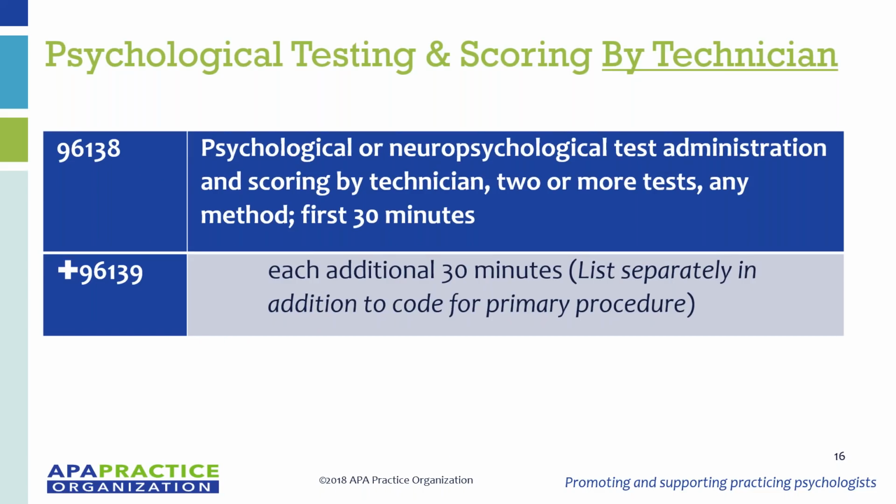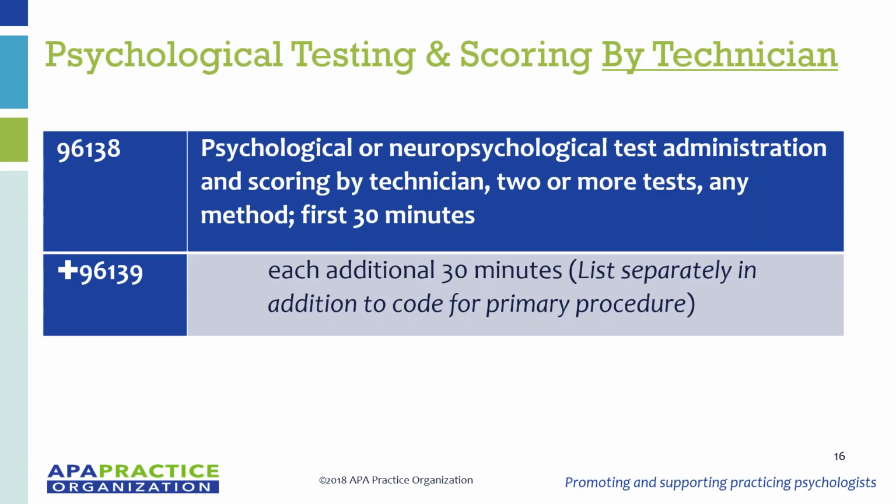If you're a psychologist who uses a technician, these are the new codes that you'll be using to replace the old code 96102, soon to be old code. First half hour, 96138: psychological or neuropsychological test administration and scoring by technician, 2 or more tests, any method, first 30 minutes. If it extends beyond 30 minutes, you're using the add-on code, 96139, for each additional 30 minutes.